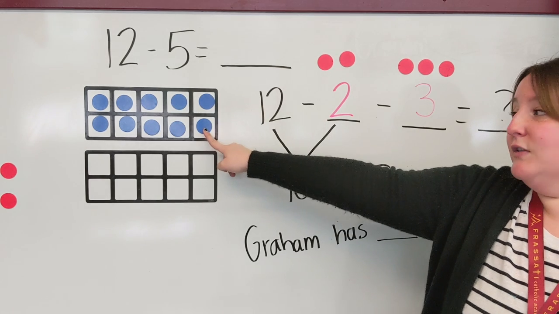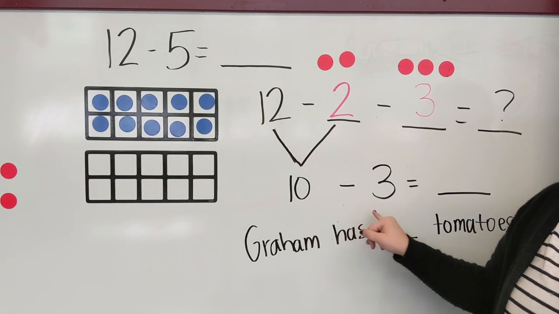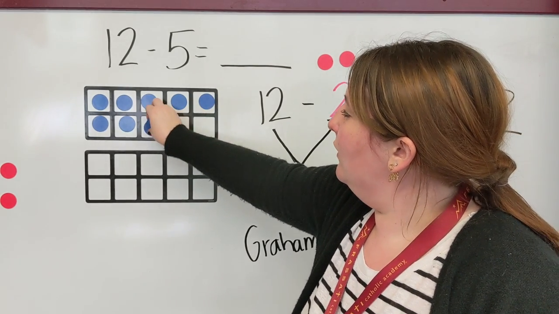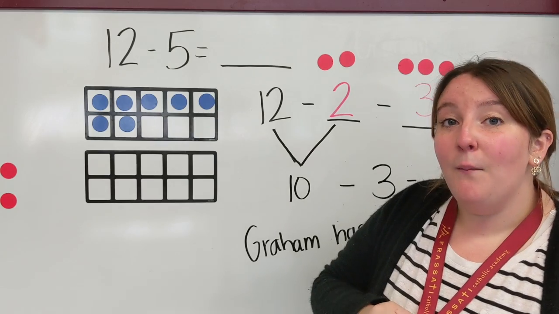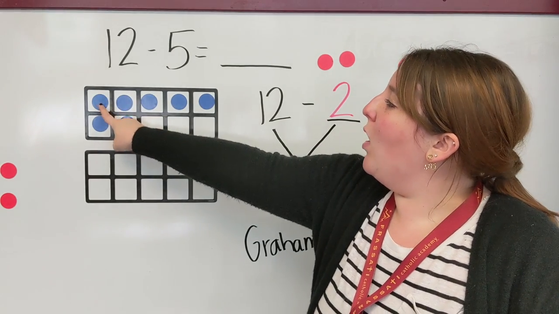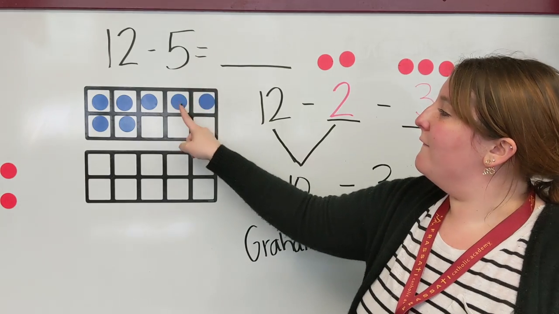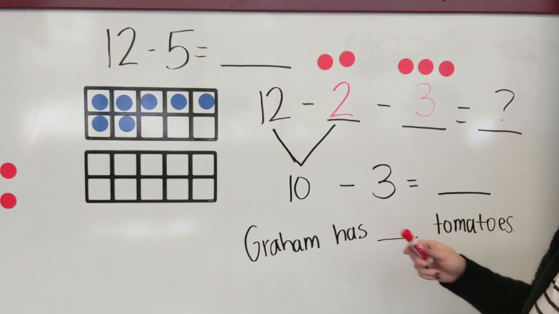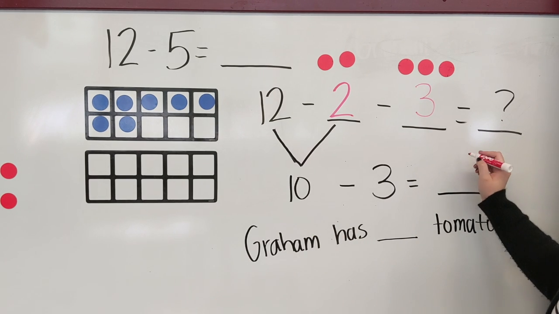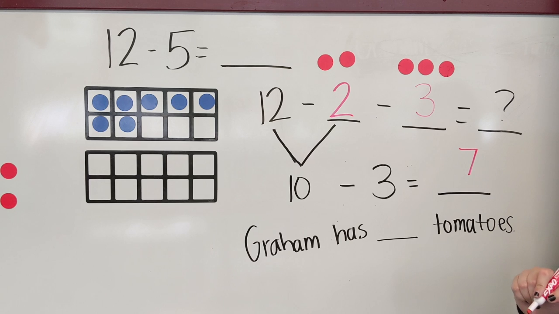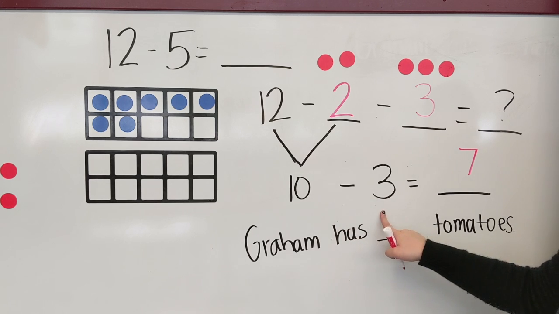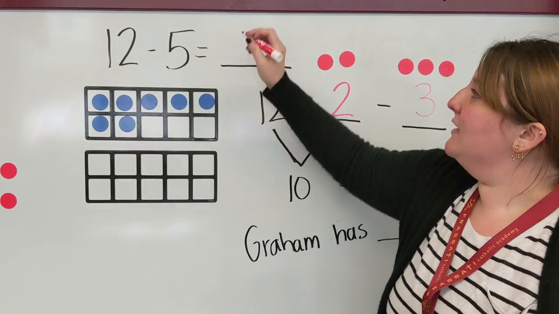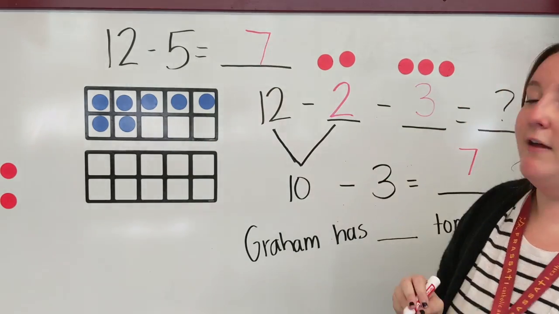Going back to my tens frame, I can take away 3 from my 10 to show the answer. 1, 2, 3. 10 minus 3 equals 1, 2, 3, 4, 5, 6, 7. 10 minus 3 equals 7. So, 10 minus 3 is the same as 12 minus 5. 12 minus 5 also equals 7.